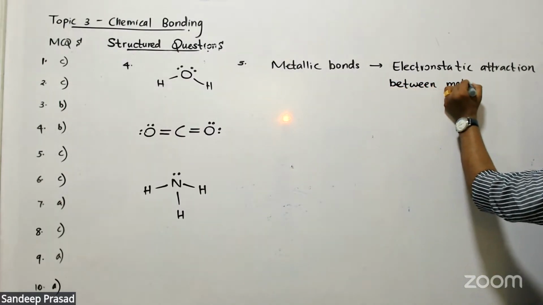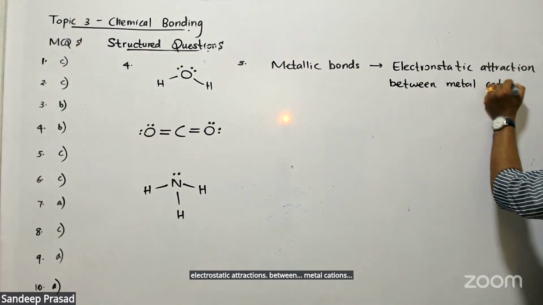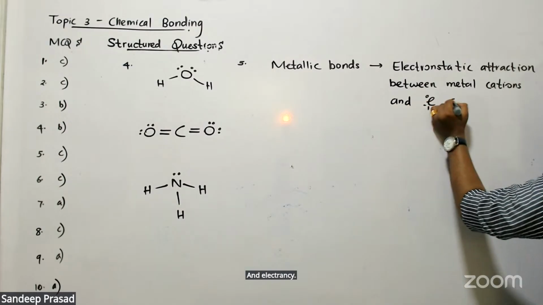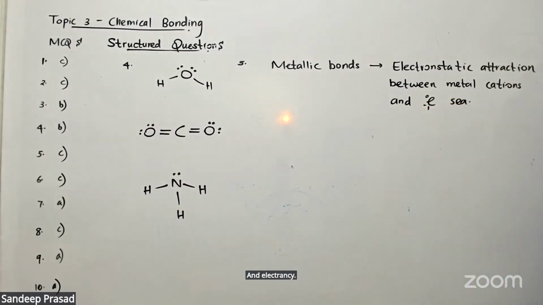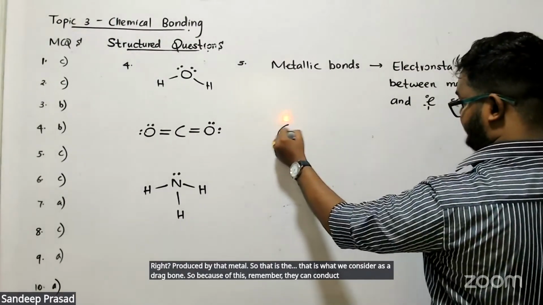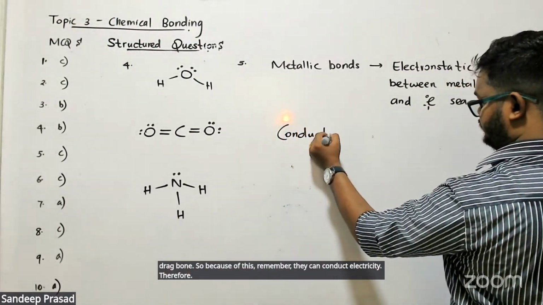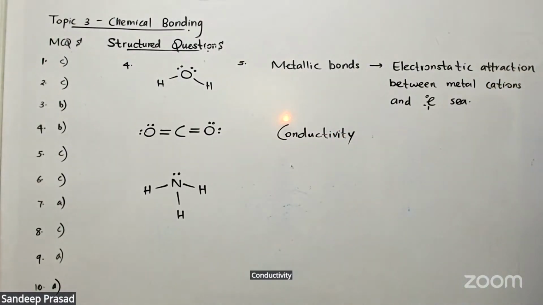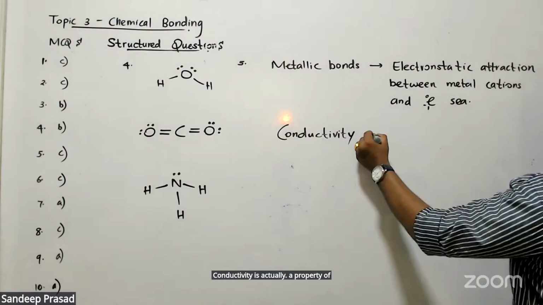metal cations and electron sea. Metal cations and electron sea, right? Produced by that metal. So that is what we consider as metallic bond. So because of this, remember, they can conduct electricity. Therefore, conductivity is actually a property of metal, right?